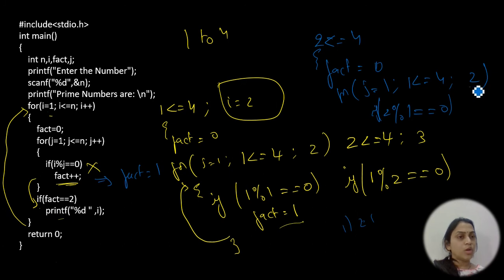Now this time the value of j is 2. So 2 is less than or equal to 4. Yes, the condition is true. So now 2 modulo 2. So what is 2 modulo 2? Yes, 2 modulo 2 is 0 only. So whenever this condition is true, it increments the fact. So previously fact is 1, right? It is incremented to 1 means fact 2. Okay, so fact is incremented to 2.